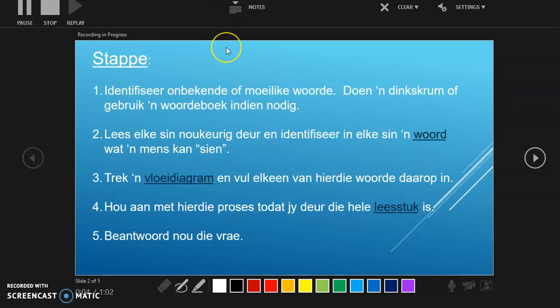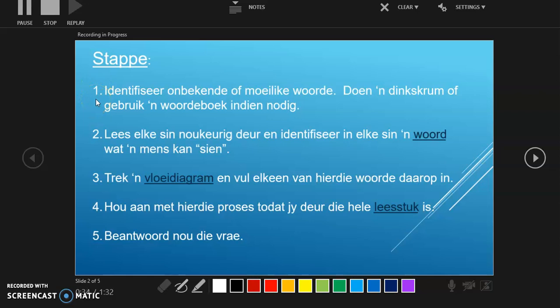Right, our second slide. You will see there are 5 easy steps. Daar is 5 maklike stappe. So what I'm going to do, I'm going to go through these 5 steps with you, and after that, I'm going to do an example with you to help you to better understand these steps. All right, let's look at the first step.